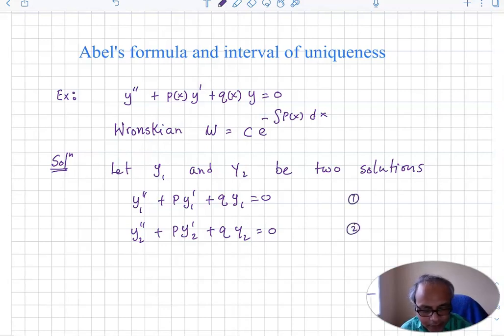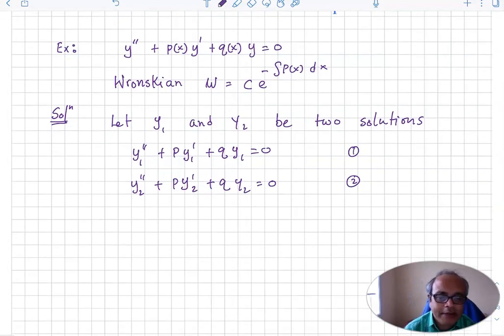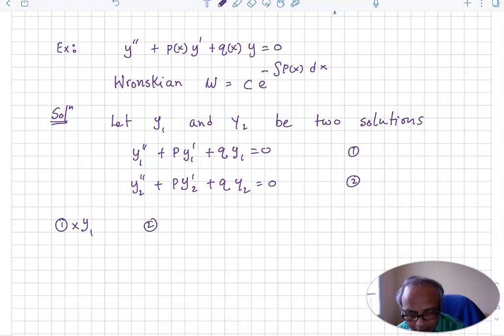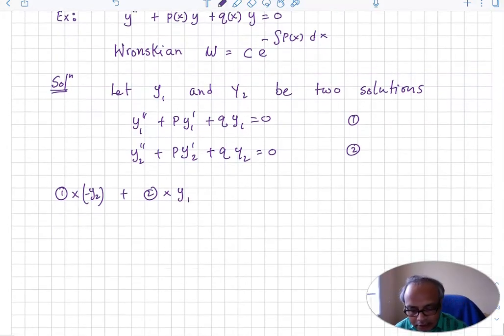Okay, so then you're going to derive a differential equation for the Wronskian, and to do that, you can see that with equations 1 and 2 you can multiply equation 1 by negative y2, and equation 2 by positive y1, and then add them together. So let's see what happens.